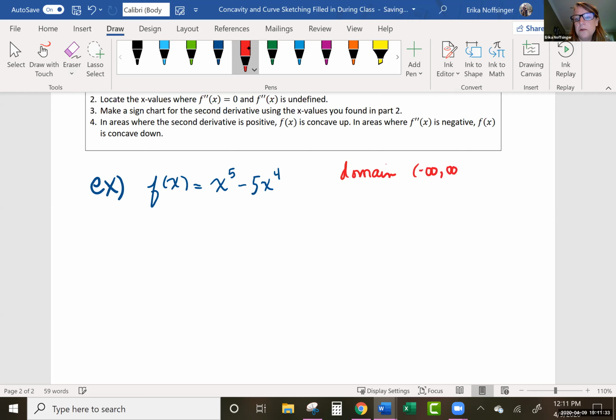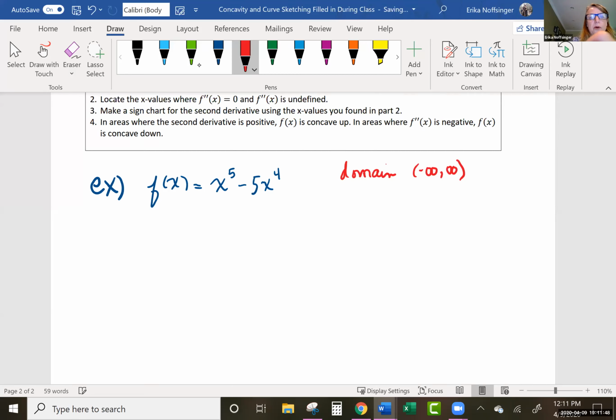I don't have any radicals. I don't have any variables in the denominator. I don't have any log functions. I think those are the things we have to worry about. And so looking at this, I need to figure out where it's increasing and decreasing.